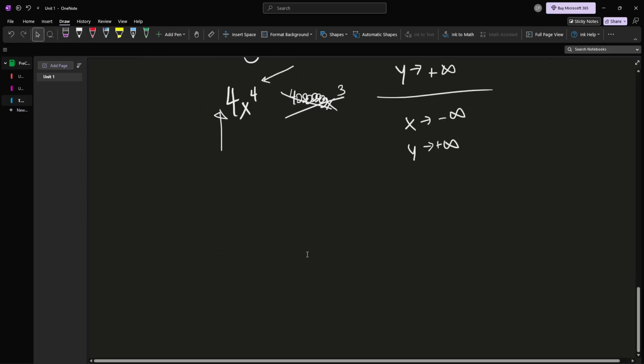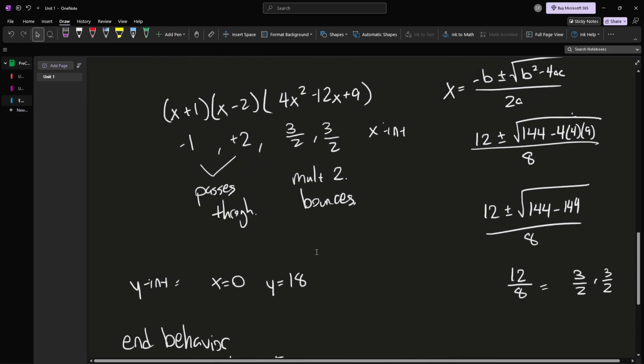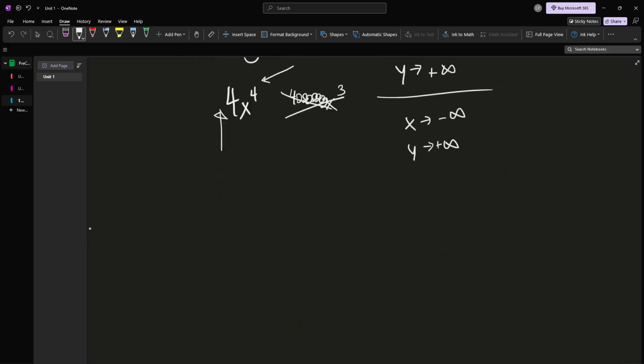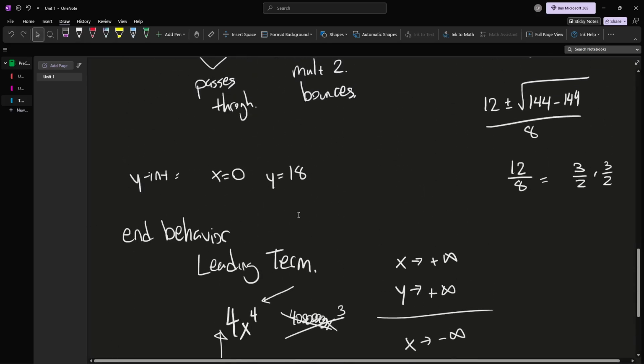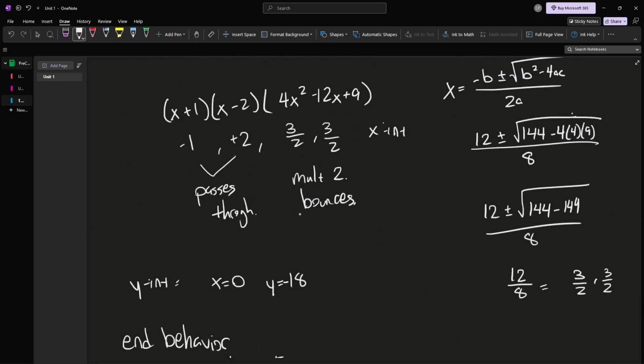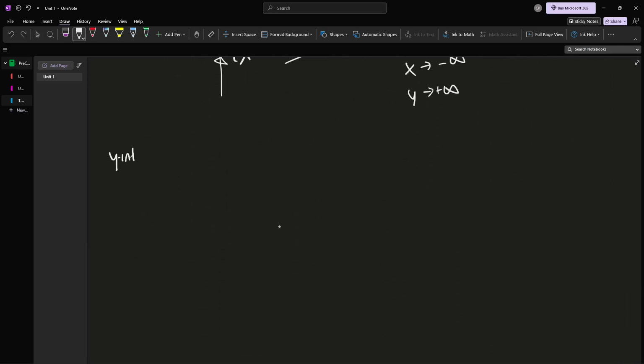Now with everything set, I'm going to bring it all down. So I have y-intercept at 0, negative 18. I misspoke. Y-intercept at 0, negative 18, x-intercepts at negative 1, 0, 2, 0, 3 over 2, 0 with a multiplicity of 2.